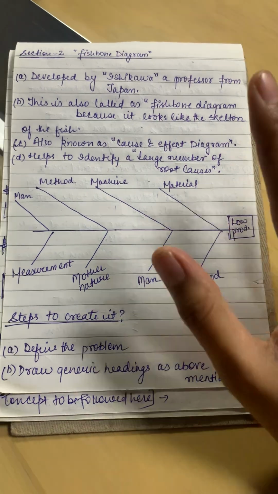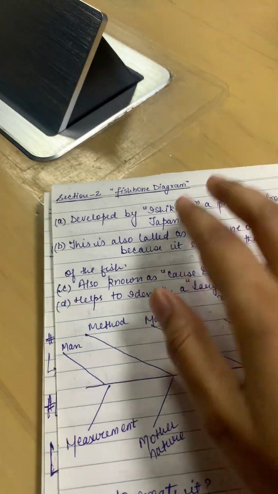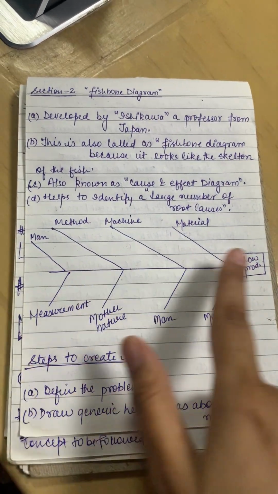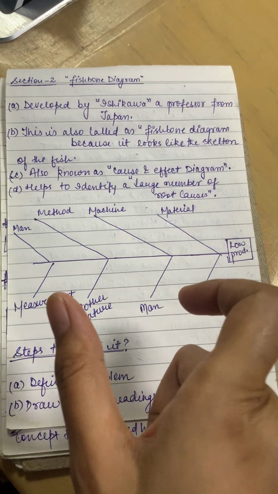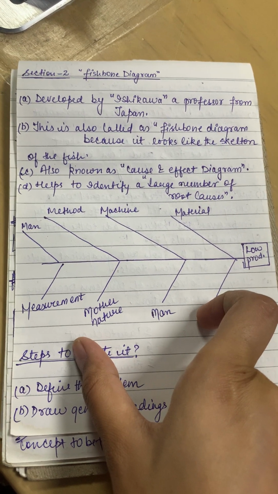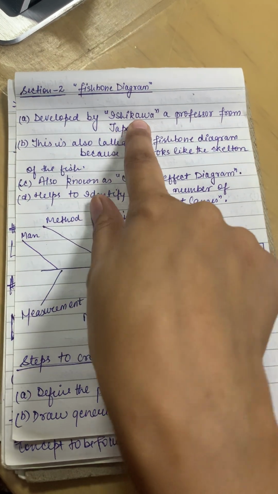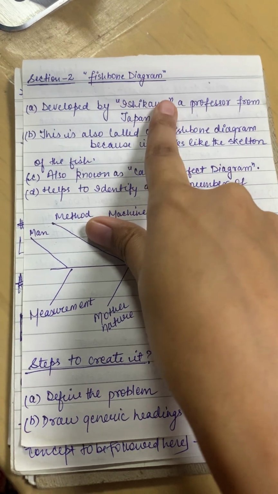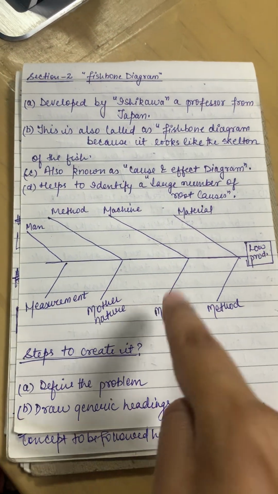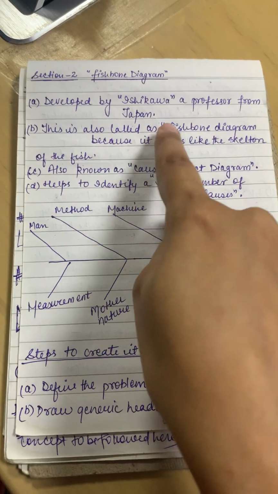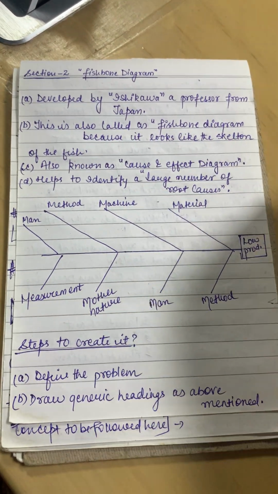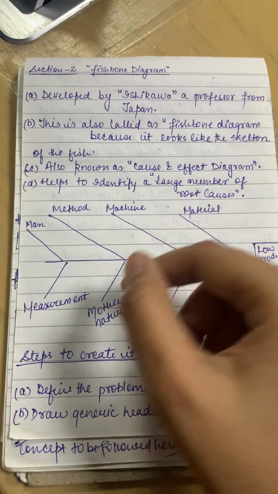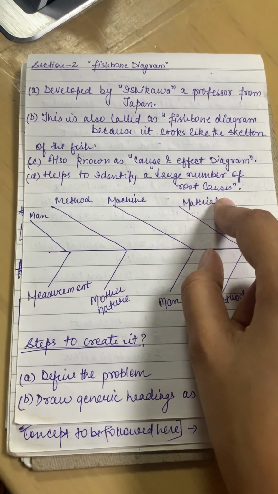So we'll be discussing the fishbone diagram. First of all, you must know why it's called fishbone. This is the structure of the fishbone diagram, which actually looks like the skeleton of a fish, right? It was developed by Ishikawa, a professor from Japan, so this diagram is also called the Ishikawa diagram. It is called the fishbone diagram because it looks like a skeleton. It is also known as the cause and effect diagram: what are the causes, and what are the effects of it? It helps to identify a large number of root causes.